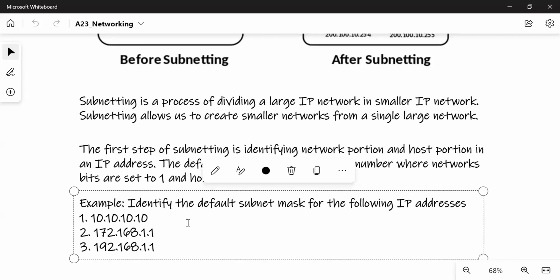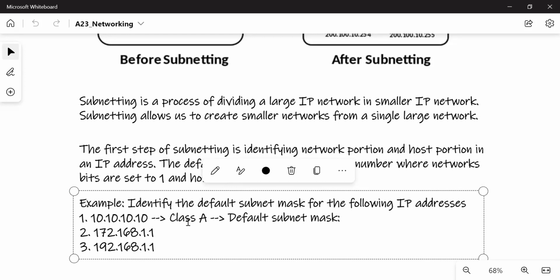So the first one we have given is 10.10.10. And we know that this is class A. If you go from class notations, because we have not given anything, the subnet mask is default, we say. The reason for saying default, because this could be changed, right?